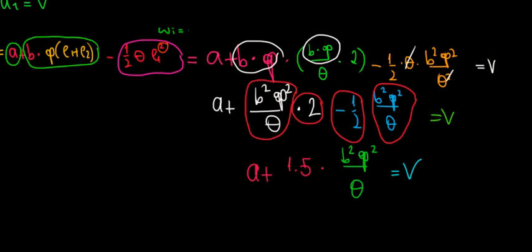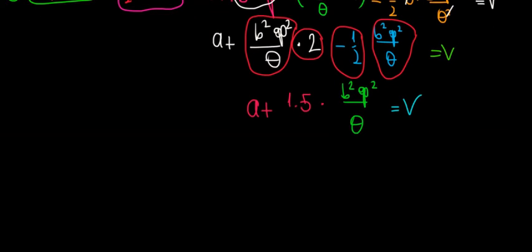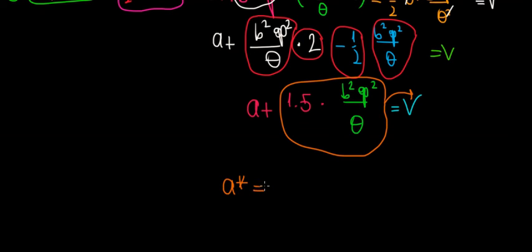Now let's take this term to the other side. Let me show it. Let's take this one to the other side to keep only a. That's what we're interested in. We're interested in the optimal fixed salary. That's going to be v minus 1.5 over here, multiplied with b square theta squared divided by theta.